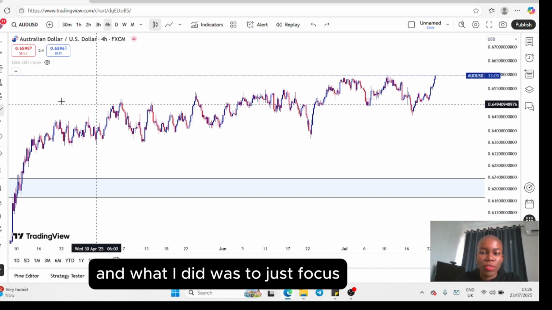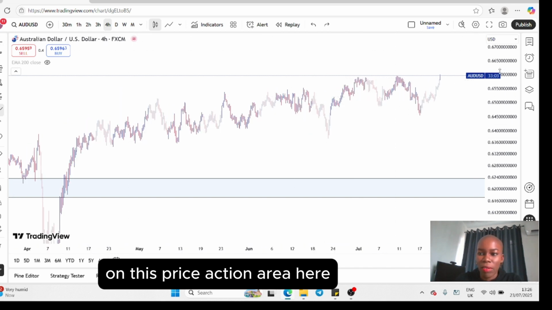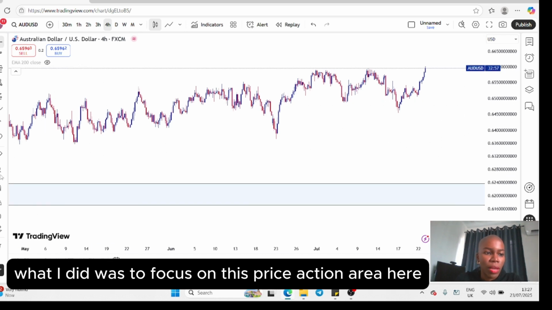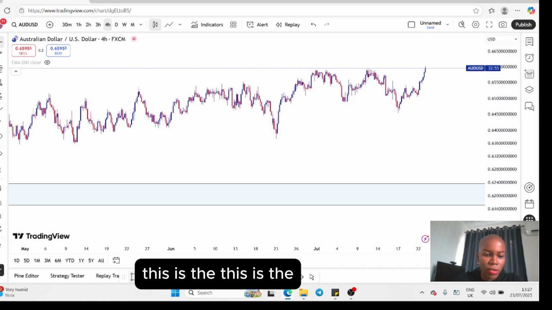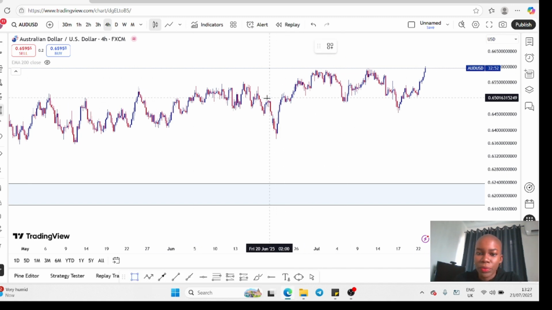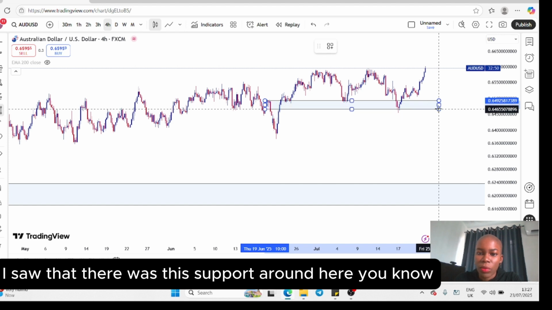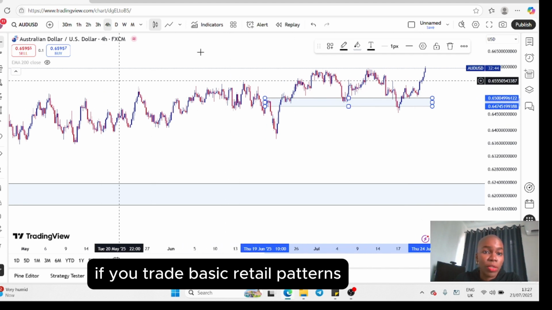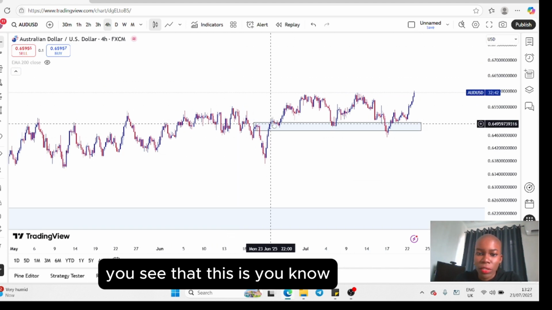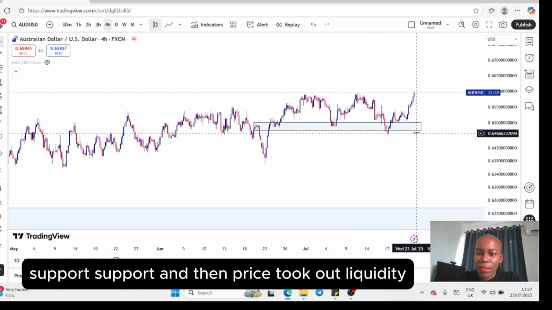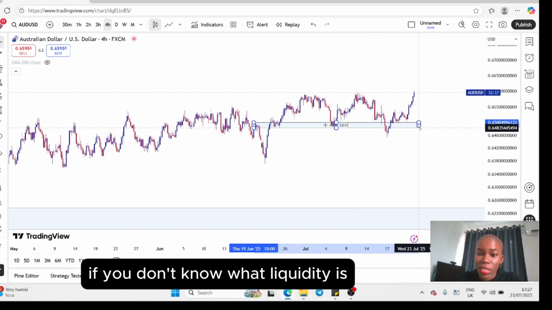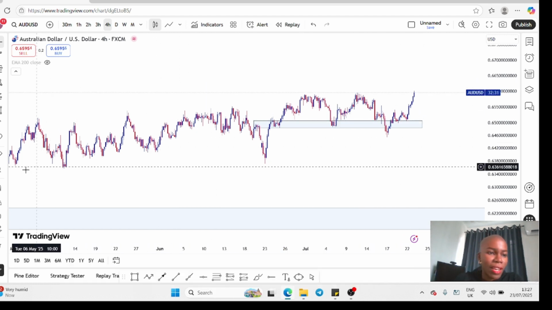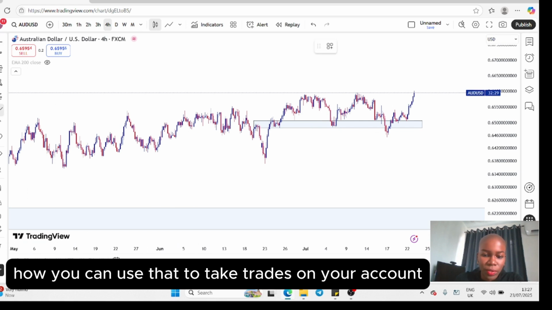And what I did was to just focus on this price action area here at the time. I saw that there was this support around here. If you trade basic retail patterns, you see that this is support, and then price took out liquidity. If you don't know what liquidity is, I'll probably make a video on liquidity to explain how you can use that to take trades on your account.